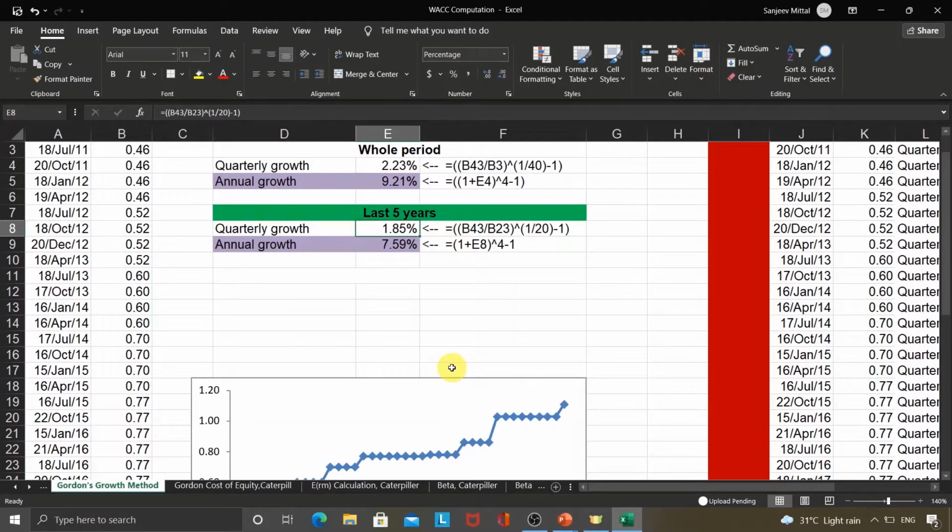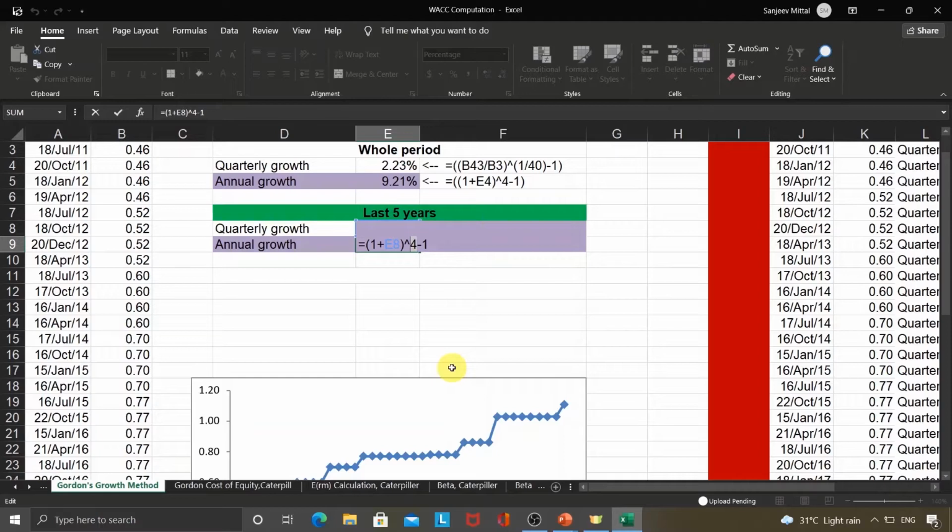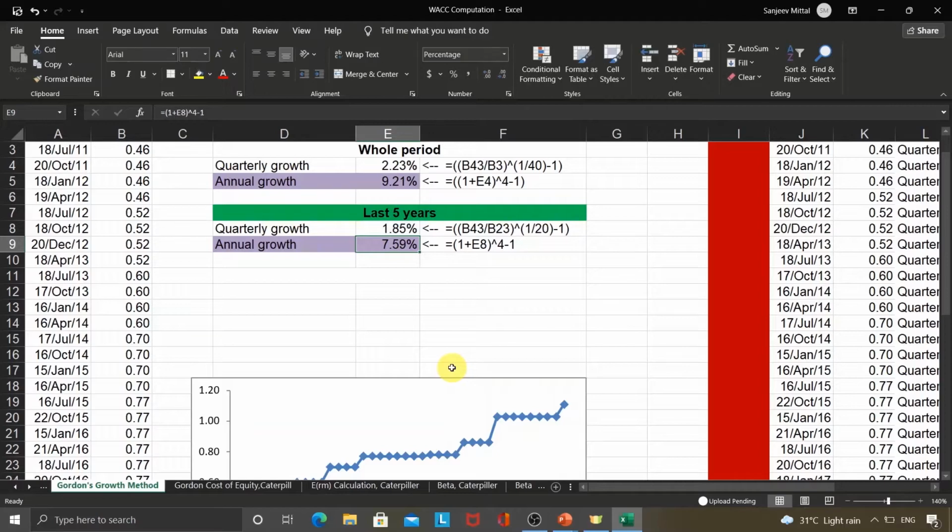Now if we try to convert that quarterly growth rate into our annual growth rate, you will see that again I have used the quarterly rate raised to the power 4 for getting the annual growth rate. This annual growth rate of 7.59% represents the recent trending growth rate. After calculating this growth rate, we shall use these details in our major Gordon's growth formula.